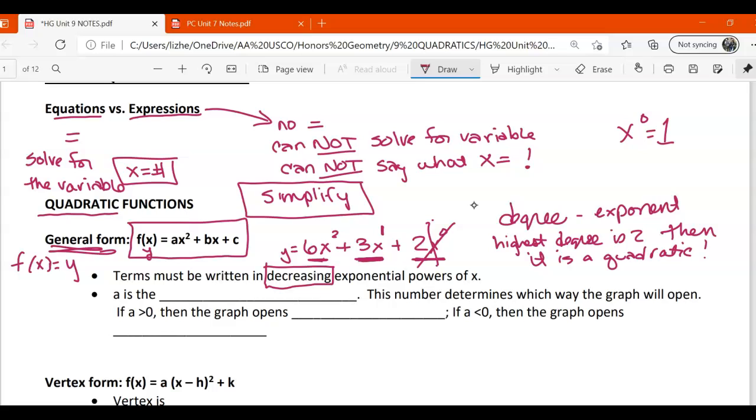So when you give me the general form of a quadratic, make sure you start with the x squared, then x to the first, and then this is also called the constant because it doesn't change. No matter what x is, it's going to stay at 2. If I put 5 in for x, the value of this term changes, the value of this term changes, but the value of this term does not change. It will still be a 2. So it's called a constant. Okay. A is the leading coefficient.